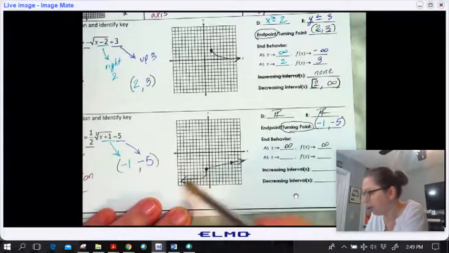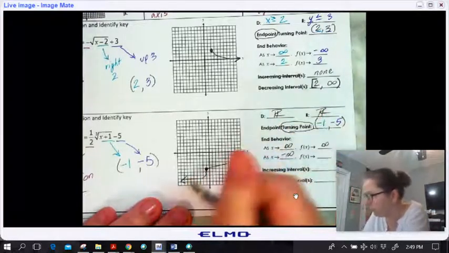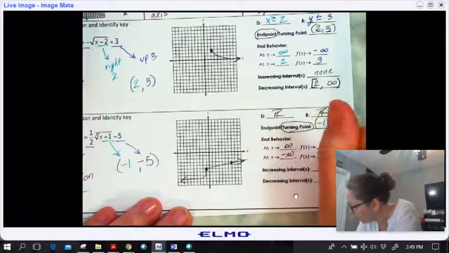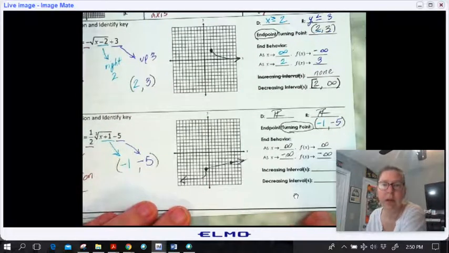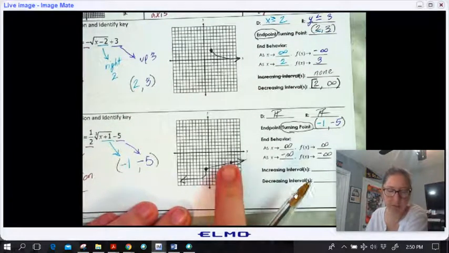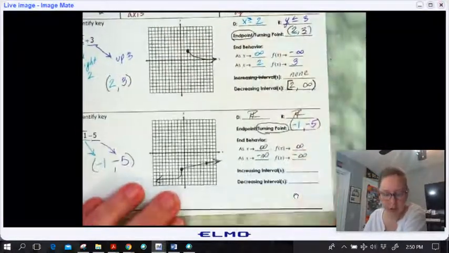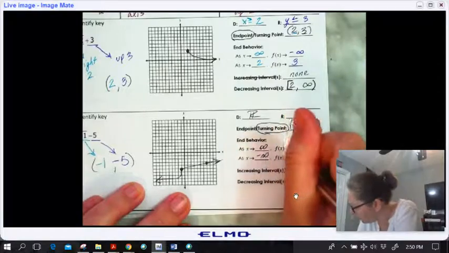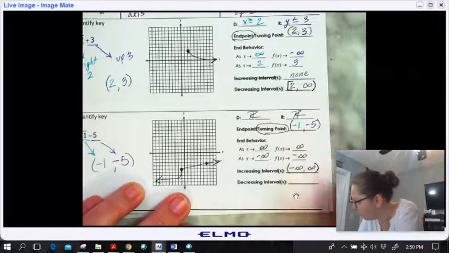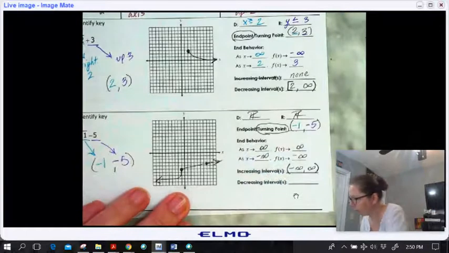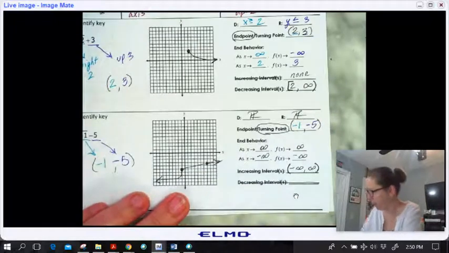And as the next values are going to negative infinity, it's also going down in that direction as well, to negative infinity. Okay, so that's my end behavior. And then in this situation, I do have an increasing interval. So that is going to be from negative infinity to positive infinity. And keep these curves on the side there. All right, and then no decreasing.